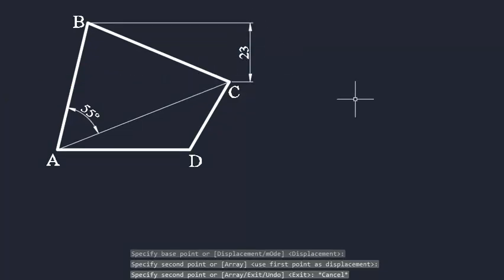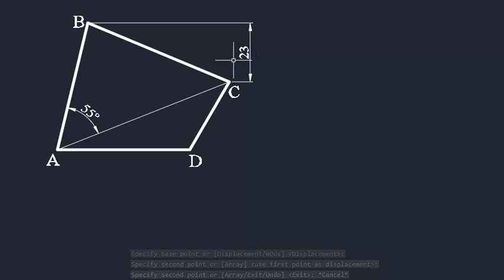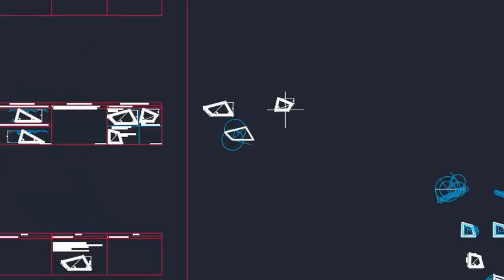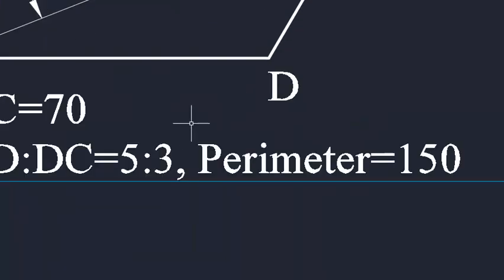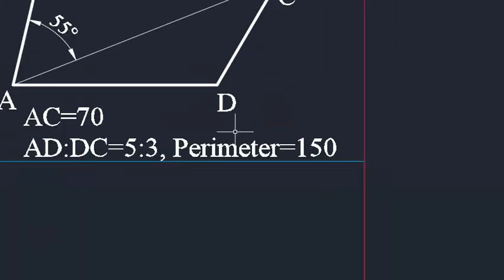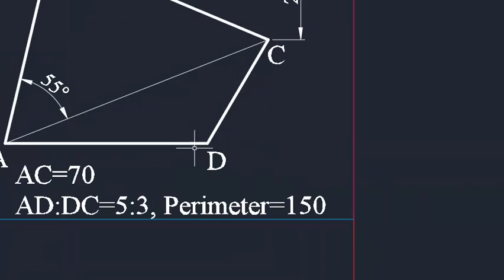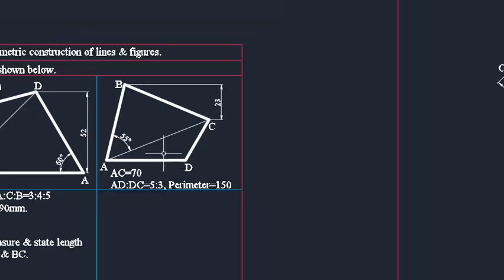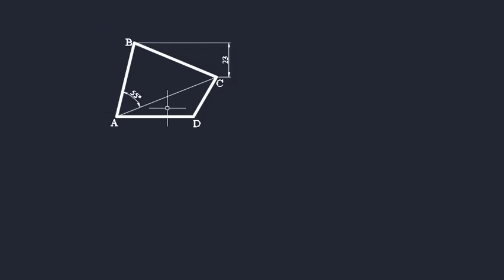So this is the figure that we have. It was given that AC is 70 and the ratio of AD to DC was 5 to 3. From the given figure we have its perimeter. This perimeter was for ADC, because you could see that the information was relating to ADC as a triangle. So let's first draw the perimeter here. The perimeter is 150.